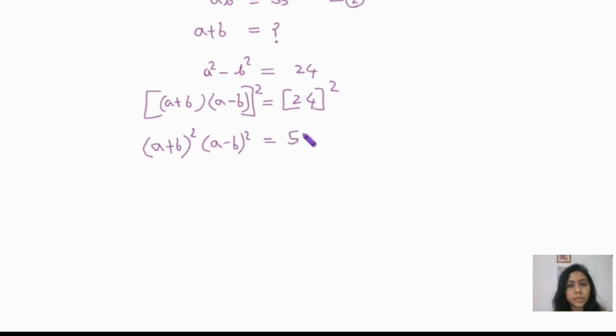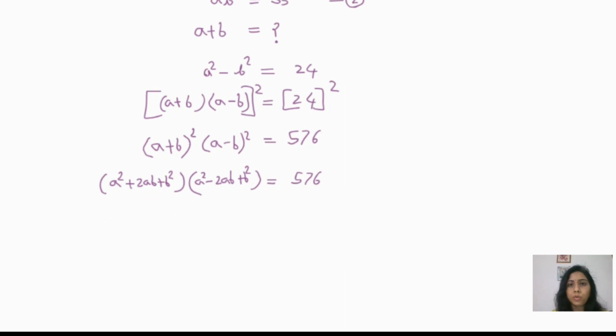24 square is 576. Now (a plus b) whole square we can expand: a square plus 2ab plus b square. And this is a square minus 2ab plus b square, and this equals 576.